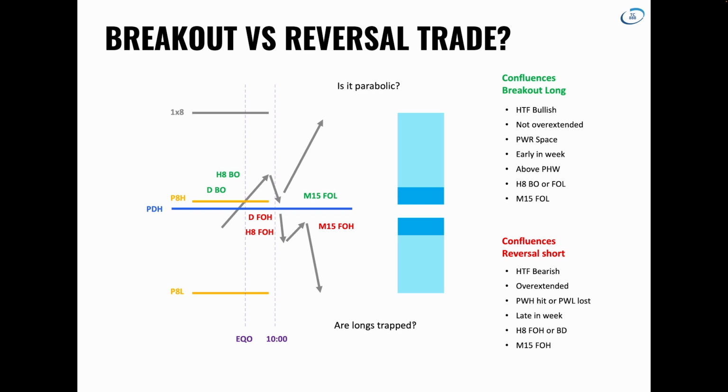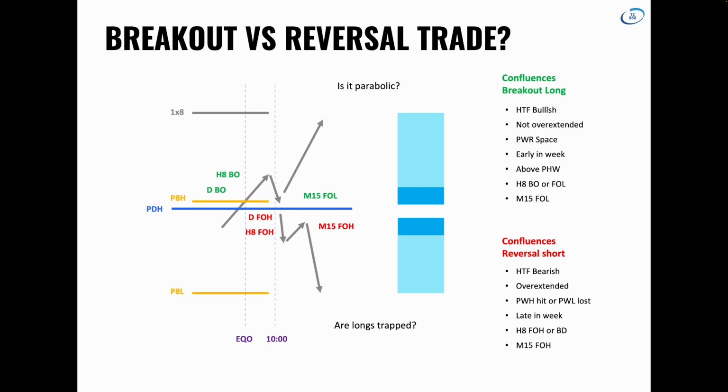But the key question to be asked here is always: are longs trapped? You really need to be sure that longs are trapped above previous day high, so with a death line setup, and also on the lower time frame, do you have already shorts trapped on the lower time frame to give you a good entry? I will also show you examples of this going forward.